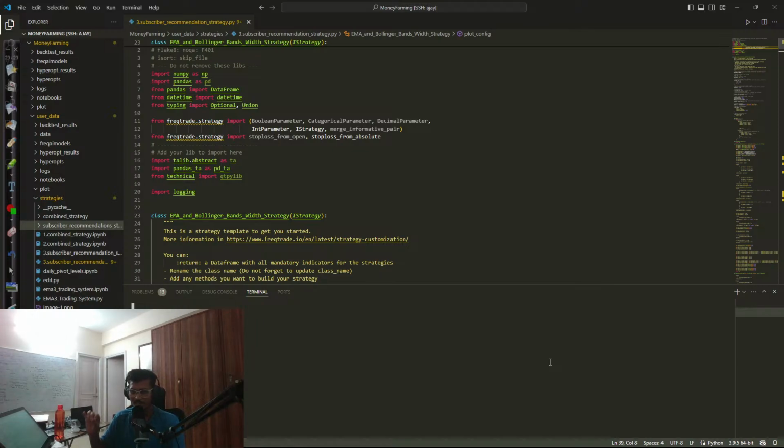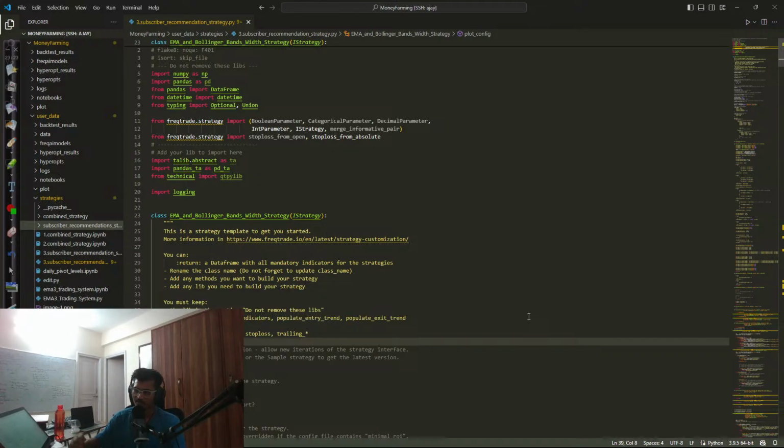That's why I'm going to run this simulation on my computer later on, so I don't really have to rely on cloud computing. But anyway, source freqtrade bin activate. I got that. Yeah, so now freqtrade strategy, money farming. See, this is what it's been doing.